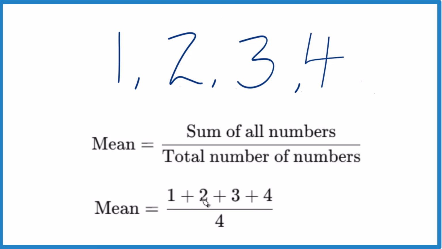1 plus 2 is 3. 3 plus 3 is 6. 6 plus 4, that equals 10. And then the total number of numbers, that's 1, 2, 3, 4. That's where this 4 right here came from.